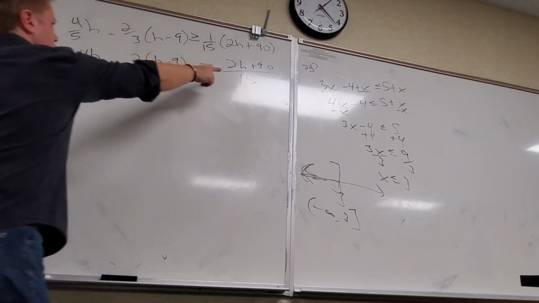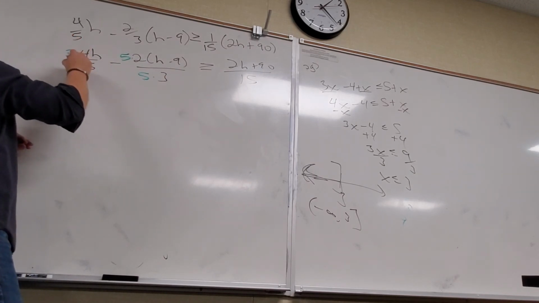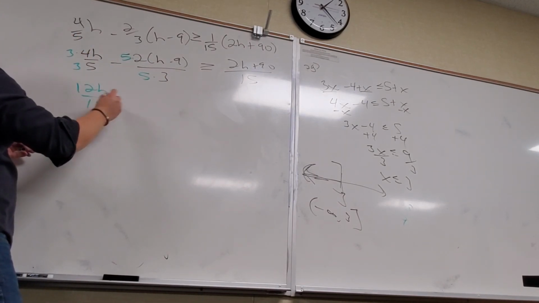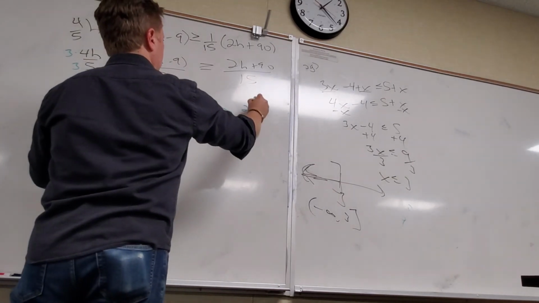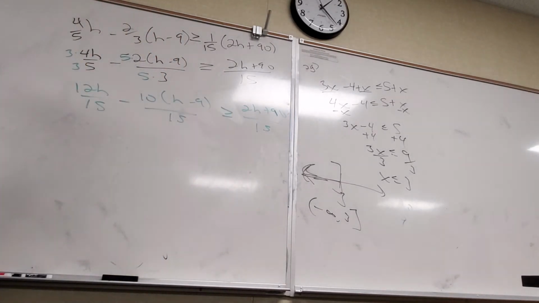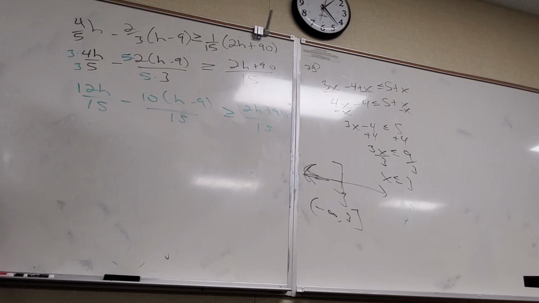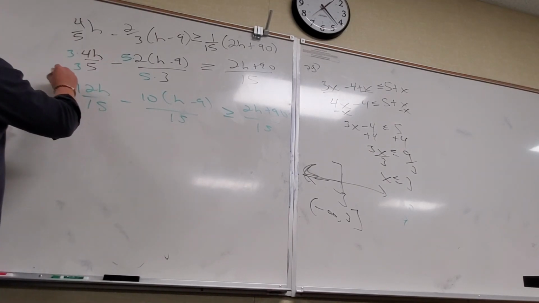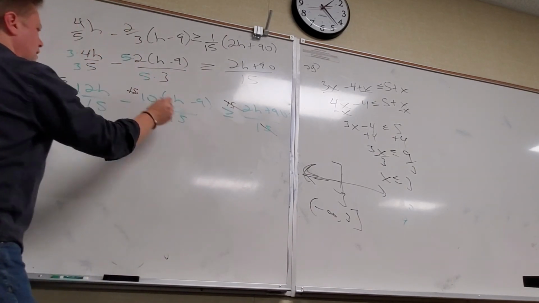So he's already got a 15, so he needs a 5 and he needs a 3. So now I got 12h over 15 minus 10 times this business over 15, greater than or equal to 2h plus 90 over 15. And then I can do what? Why do we do all that? Because then I can do what to both sides? Multiplying. By what? 15. Multiply both sides by 15, it'll distribute. Die, die, die.